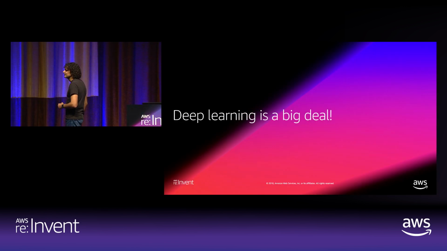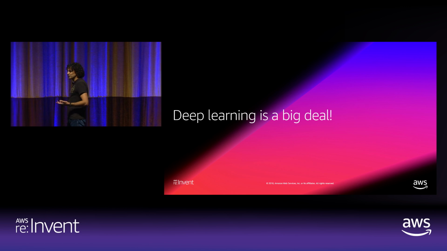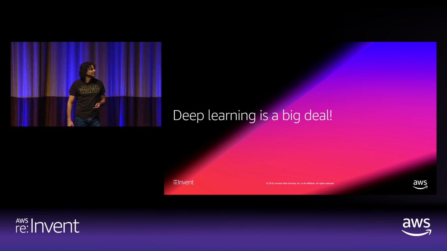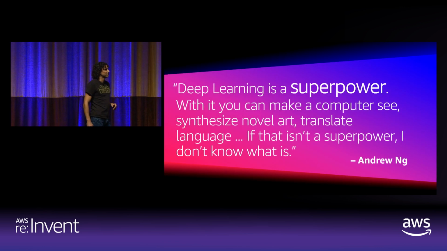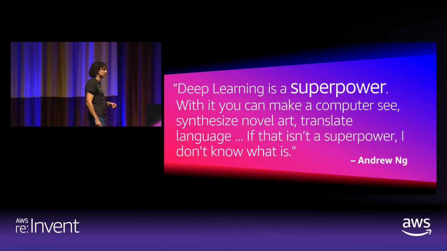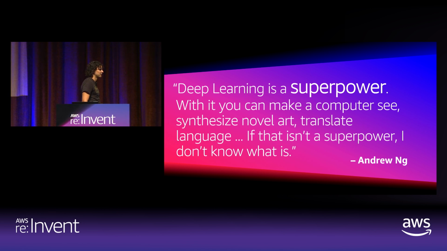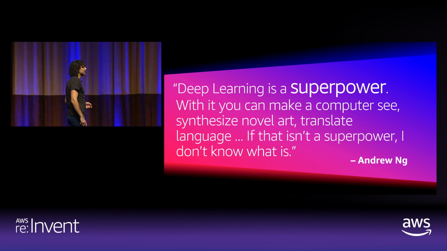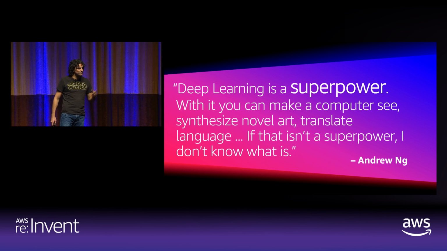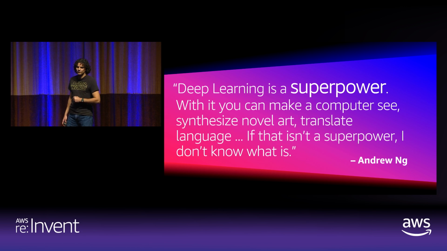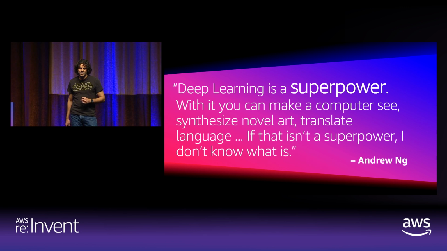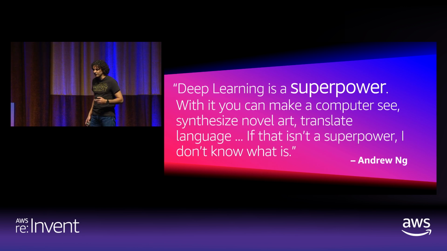Then let's get started. So first of all, why it's a big deal? Why should you even care about deep learning, besides the fact that it's very much hyped? So I've quoted here Andrew Ng. Not sure if you've heard of him, but he's one of the real pioneers of deep learning for both research and application of deep learning. And he calls deep learning a superpower. So I'll just read his quote. "Deep learning is a superpower. With it, you can make computers see, synthesize novel art, translate language. If that isn't a superpower, I don't know what is."